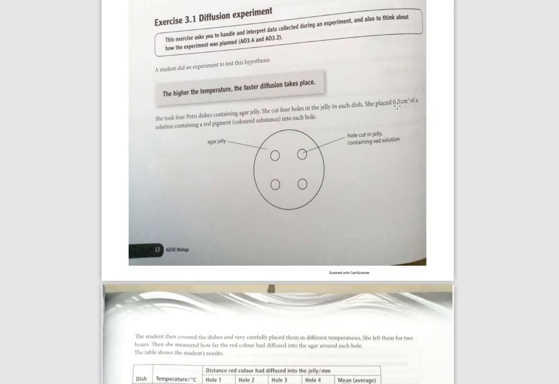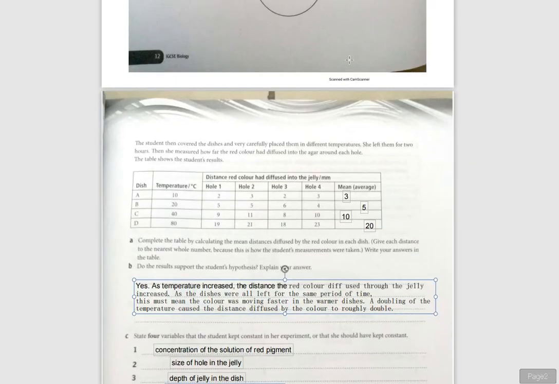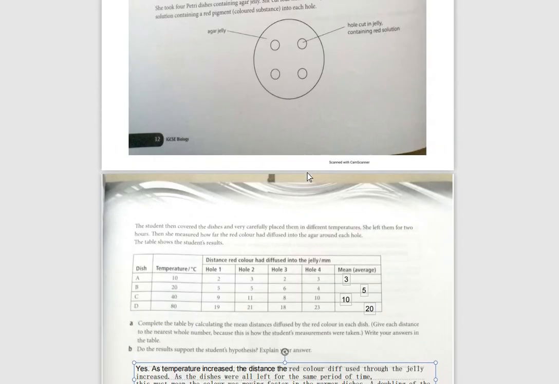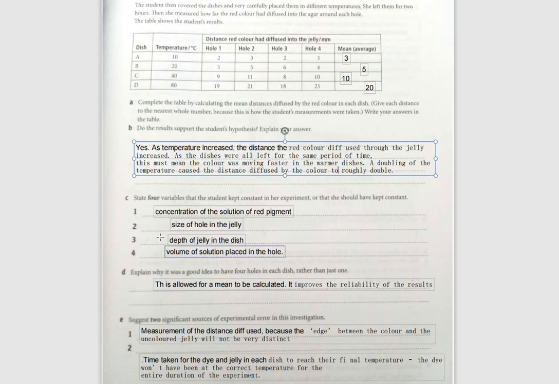Like how concentrated the pigment is. They didn't state how much volume of the red pigment was put into each hole. We just know how concentrated the red pigment was. And another thing you can mention about the duration of the time was the same 2 hours, right? So these are 4 things. So another 5th thing you can mention is the duration of the experiment, 2 hours.